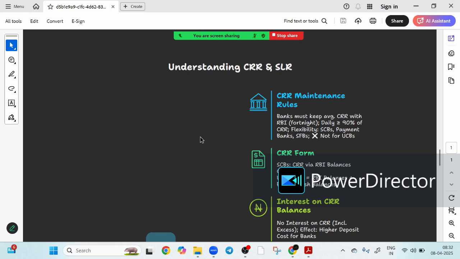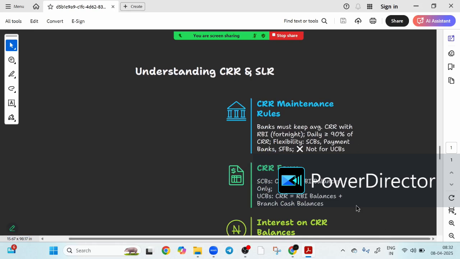Now friends, let's understand CRR and SLR. First of all, let's talk about the CRR maintenance rule. Let me zoom a little bit so that the picture will become very clear to you. And these are very, very important aspects.